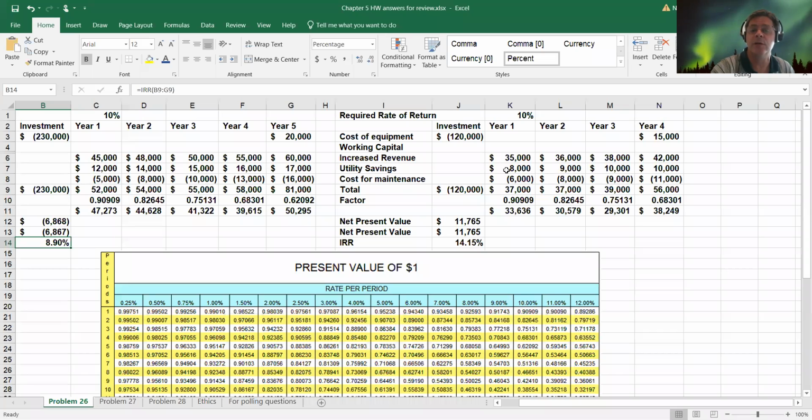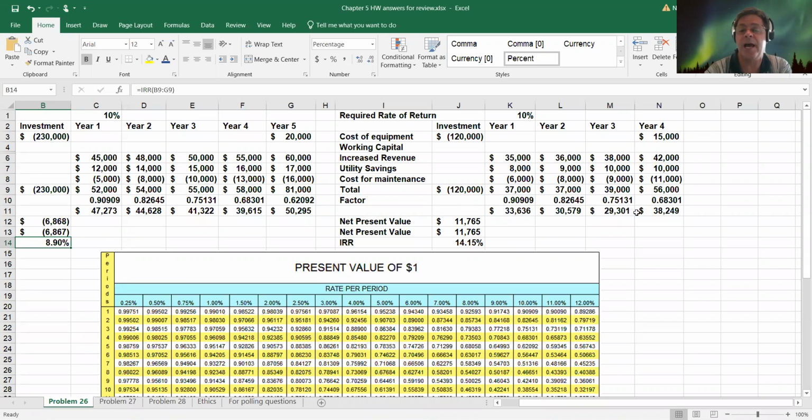Increased revenue, utility savings, cost for maintenance. Again, no magic in terms of order you do that. You should get 37, 2 years, and then 39, then 56. Factors are going to be the same because we're using the same required rate of return, at least for years 1, 2, 3, and 4. And we don't have a year 5 in this instance.